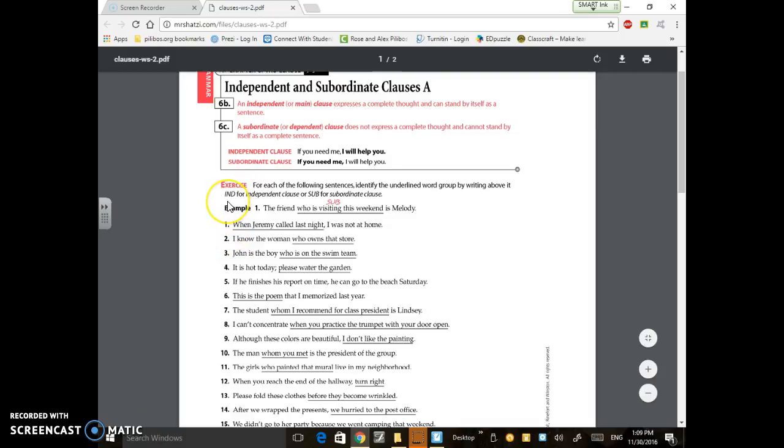Here in the instructions, it tells you that for each of the following sentences, you need to identify the underlined word group by writing above it independent, IND, or sub. If you're doing this on a separate piece of paper, just write out the IND or the sub. If you're printing it out, you can put it above or you can just put it on the side. So you're looking at what is underlined and looking at the sample.